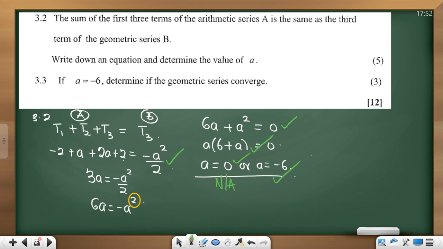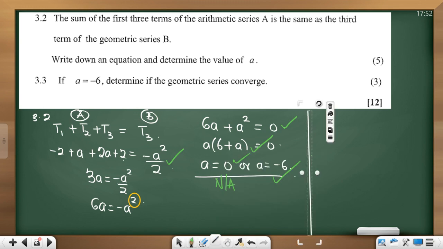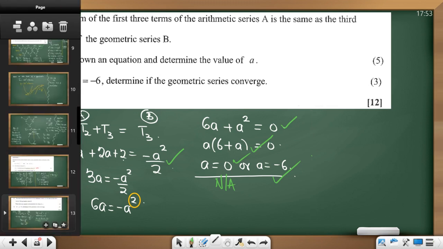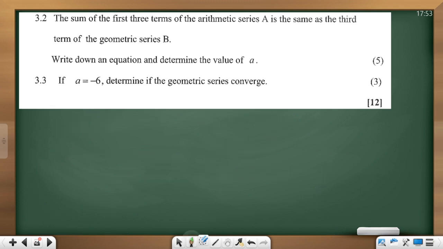And the next question is what actually sells it out. If a equals negative 6, do we remember our rule of convergence? Let me go to a fresh page. Do you remember from your formula page? What is the rule of convergence, or the condition for convergence? R must be in between negative 1 and 1. So if a equals negative 6, determine if the geometric series converges.